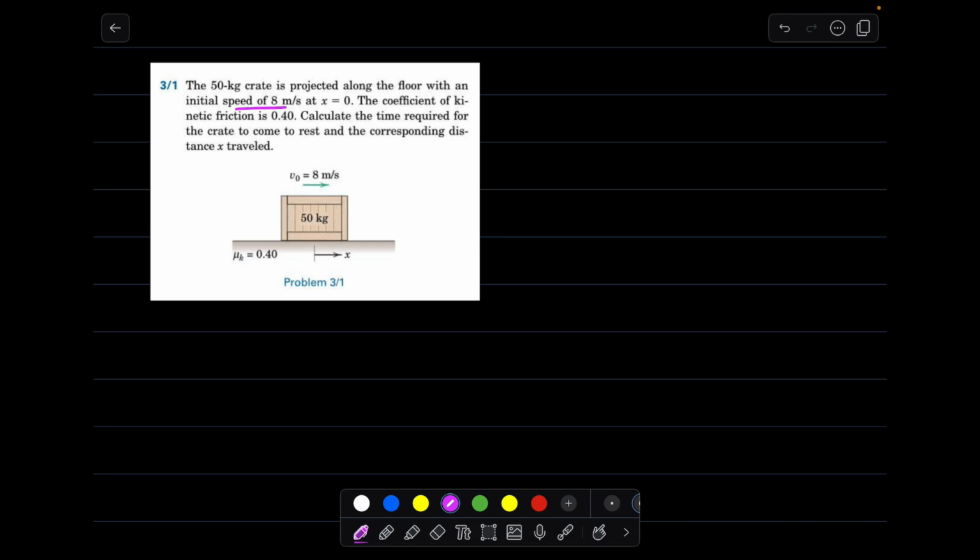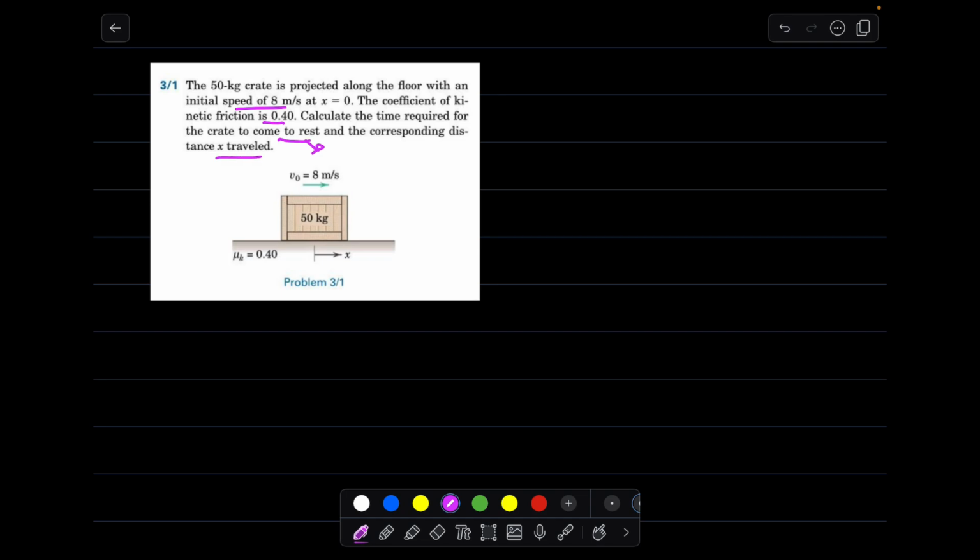In this problem, the 50 kilogram crate is projected along the floor with an initial speed of 8 meters per second at x equal to 0. The coefficient of kinetic friction is given to us. It is 0.40. Calculate the time required t for the crate to come to rest, and the corresponding displacement or distance x traveled here.